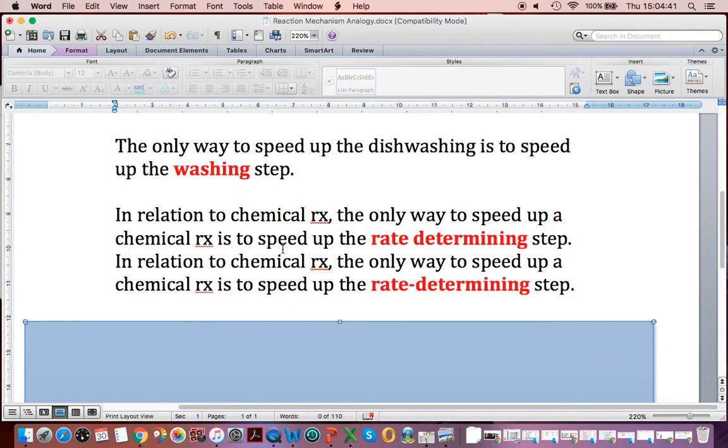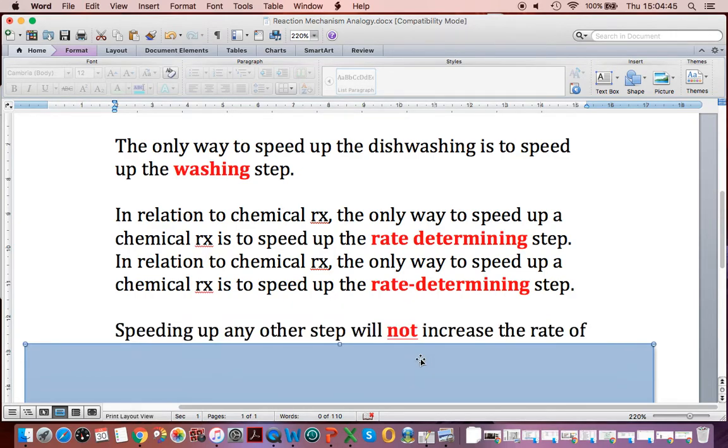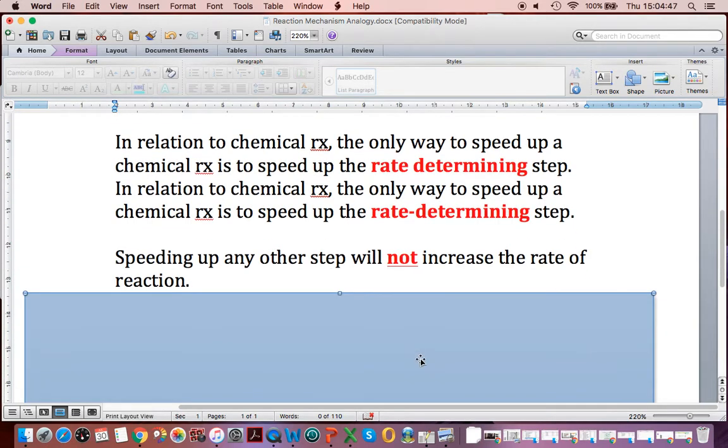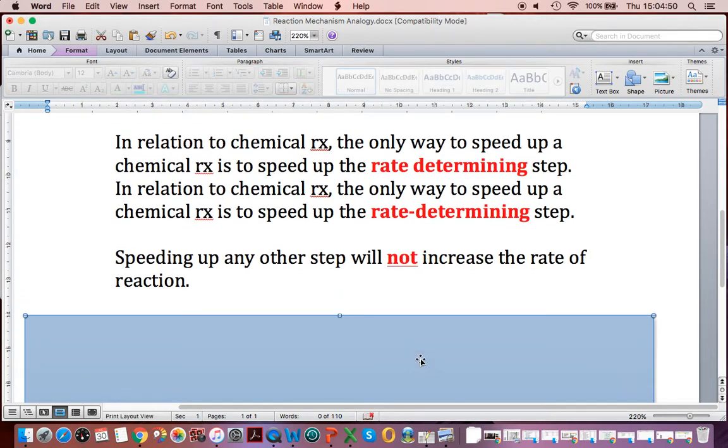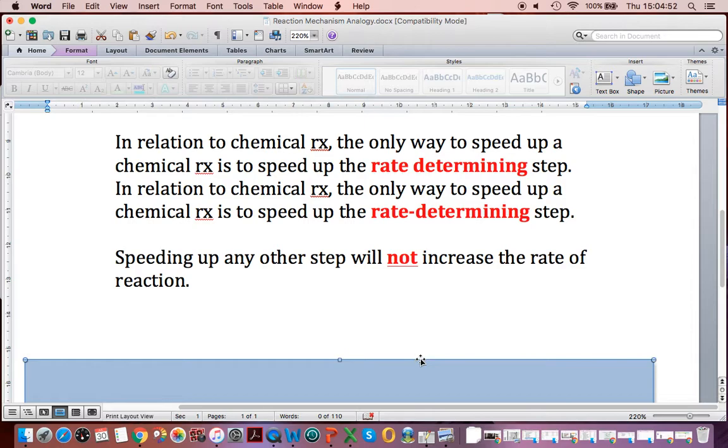And that's what it's talking about. And for some reason, this is written down twice because I cut and paste in a strange way. Speeding up any other step does not increase the rate of reaction. So remember this analogy when you're looking at reaction mechanisms and being asked to determine whether something affected or sped up the reaction rate or whether it had no effect on speeding up the reaction rate. That's it for the analogy.